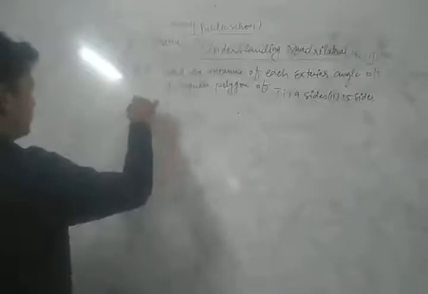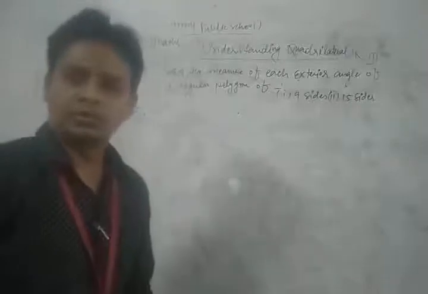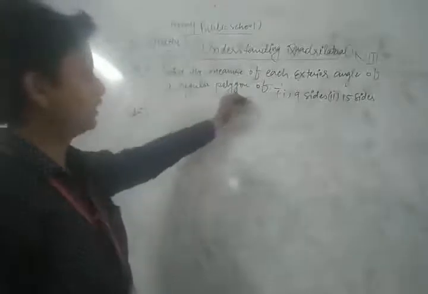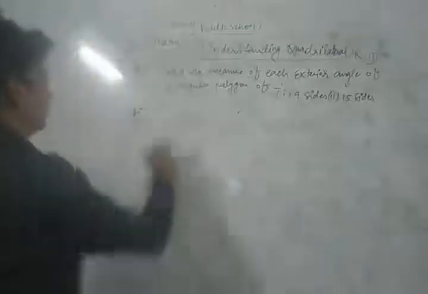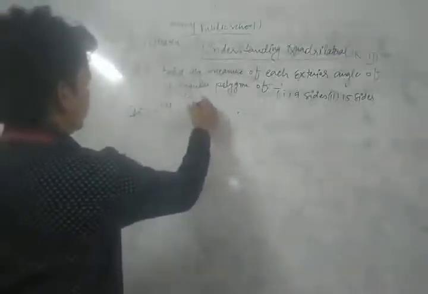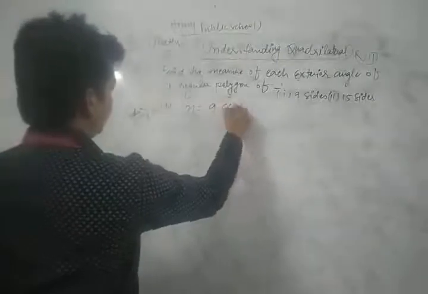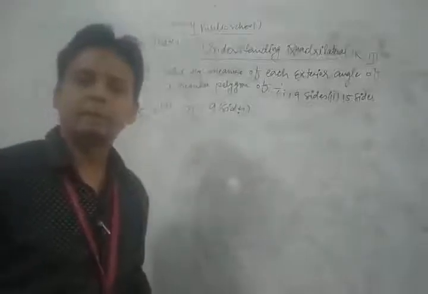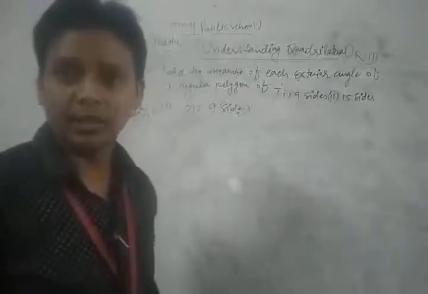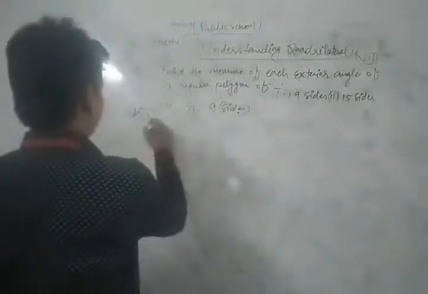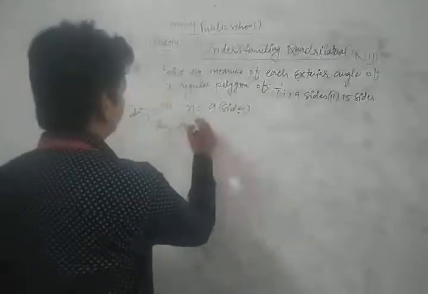Now let's see its solution. Okay friends, find the measure of each exterior angle of a regular polygon of 9 sides and 15 sides. First of all, we take the first part of this question. Here n is equal to 9, where n is the number of sides. First of all, to find the measure of each exterior angle, we find the measure of each interior angle.